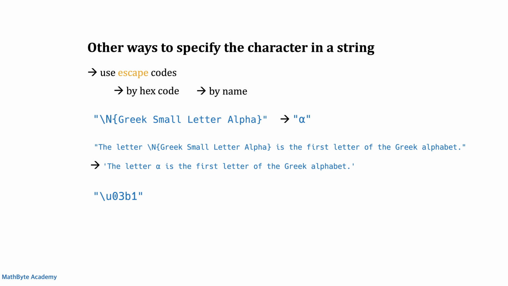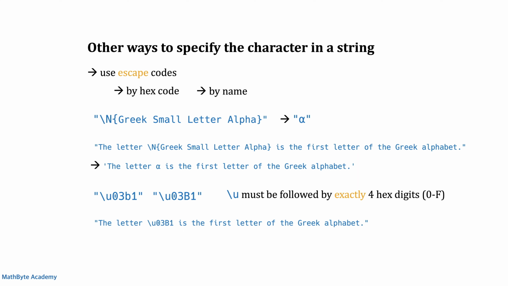So the hex code with a \u must be exactly 4 digits long. And the capitalization of B doesn't matter. Lowercase b, uppercase B is the same. The only thing is it must be followed by 4 hex digits, right? So that's 0 through F. And so we could write it this way. The letter \u03b1 is the first letter of the Greek alphabet, and we get the same thing. Essentially, we've given the escape character code now for the letter alpha.